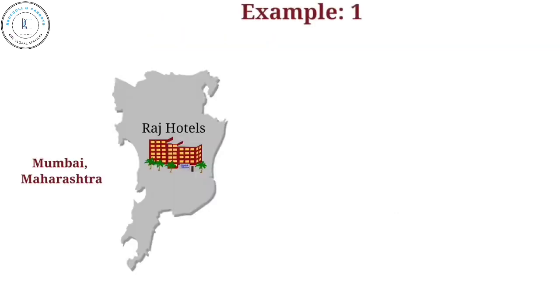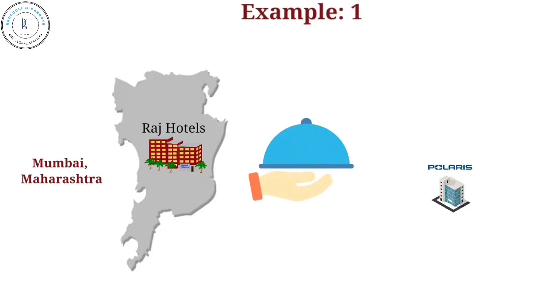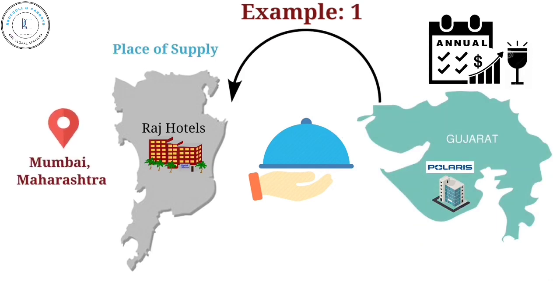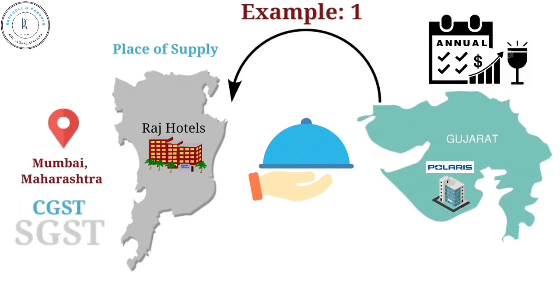Raj Hotels in Mumbai, Maharashtra, provides catering services to Polaris Limited, registered in Gujarat, for their annual sales event in Mumbai. Place of supply will be Maharashtra, and CGST and SGST will be levied.